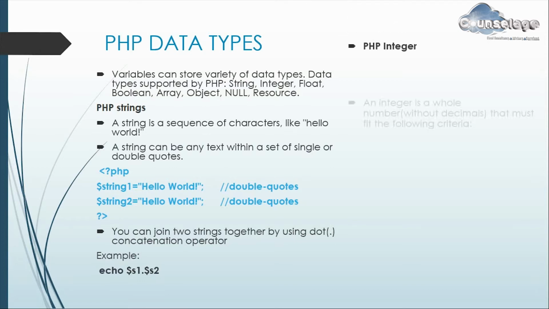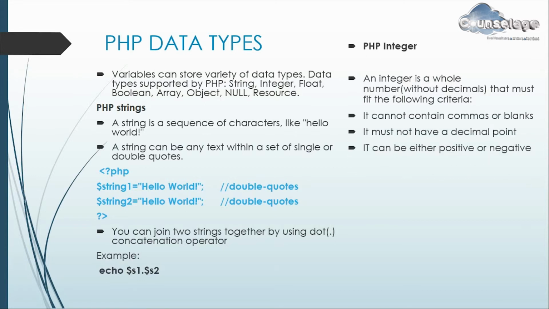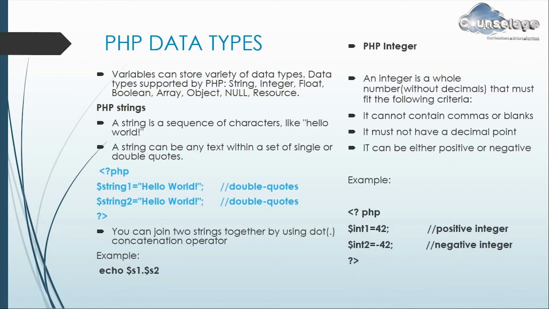PHP integer. An integer is a whole number without decimals that must fit the following criteria. It cannot contain commas or blanks. It must not have a decimal point. It can be either positive or negative. Example: int1 is initialized with a positive integer, that is 42, and int2 is initialized with a negative integer, that is minus 42.